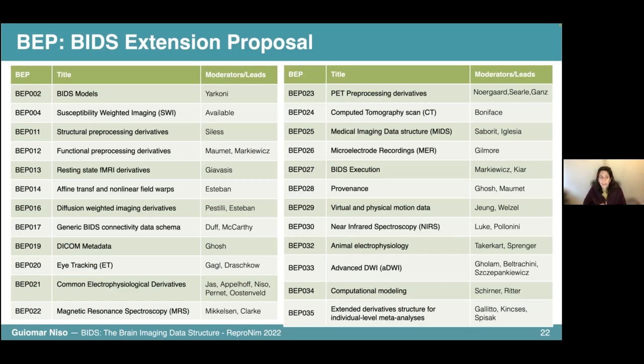And there are other data types, other modalities like fNIRS, by Robert Luke and Polonini, and eye tracker, and BIDS models. And very recently they joined computational modeling with Petra Ritter, and many others. As you can see, there are a lot, and they are doing a lot of good progress. So soon maybe we will add another one to the new release.